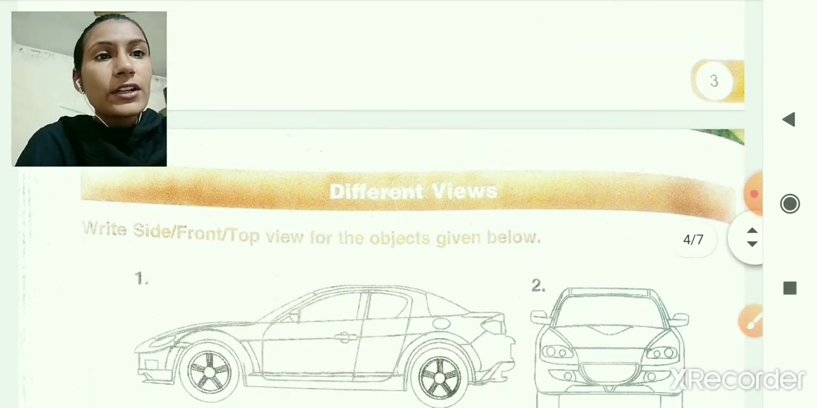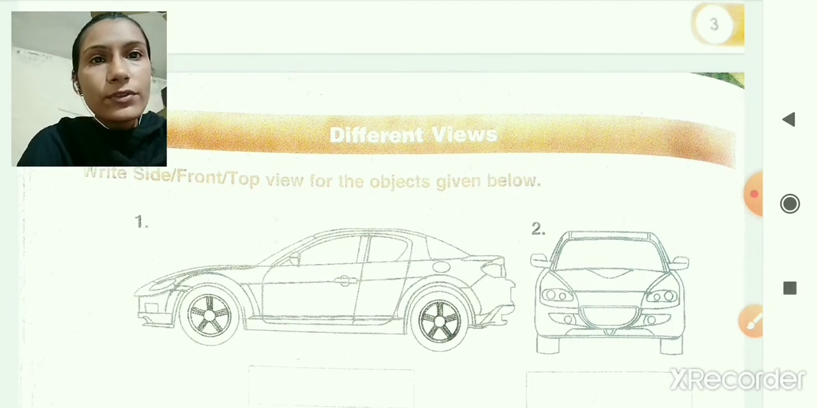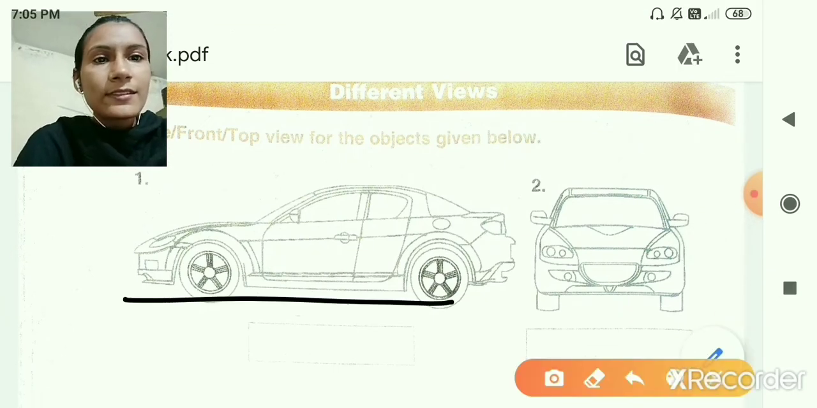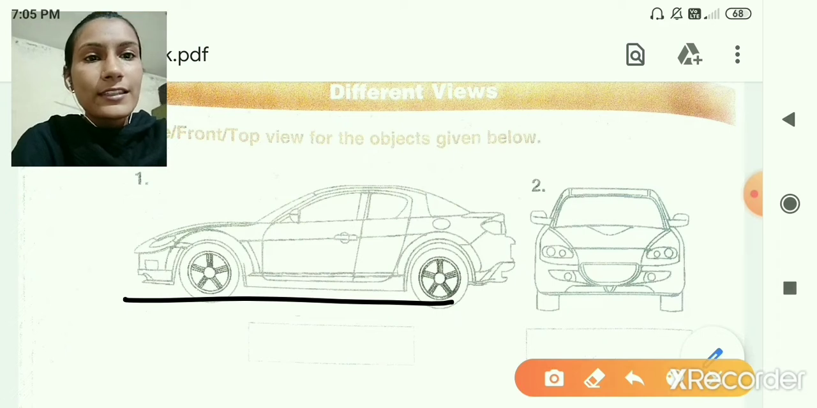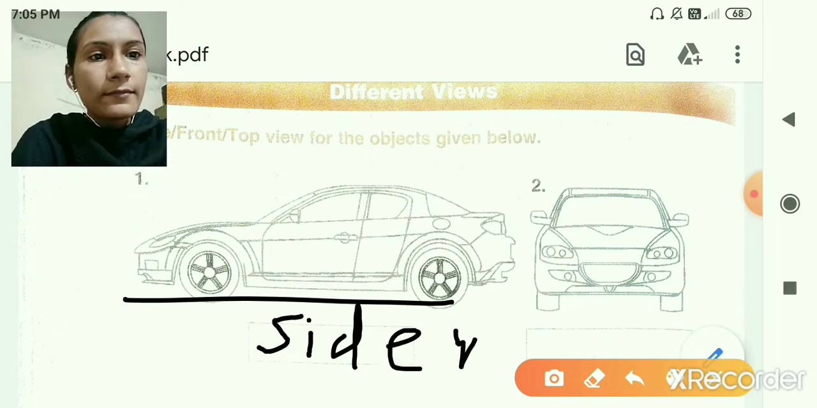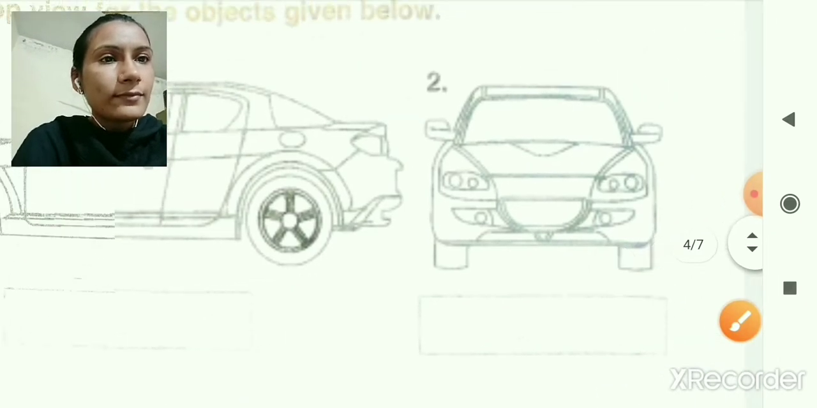The next, different views: right side, front, top view for the objects given below. That means here you have to write which view this is. If it is the side view, you have to write side view. Here you can see which view is this, side view. So here write the spelling of side, S-I-D-E V-I-E-W, side view.